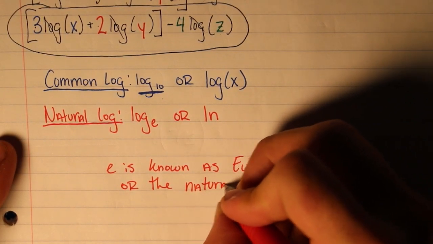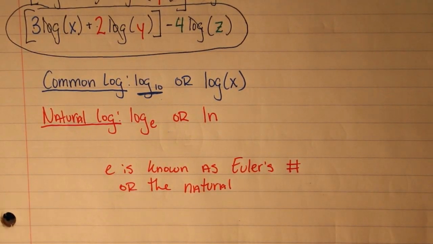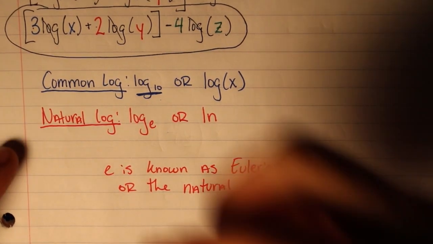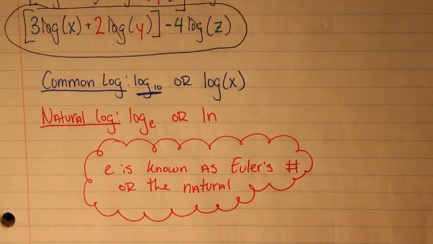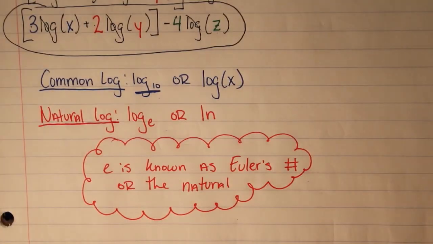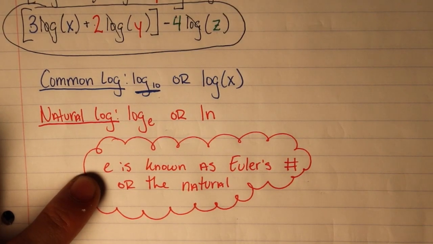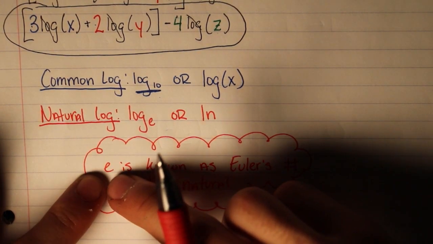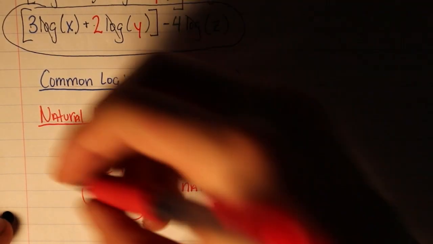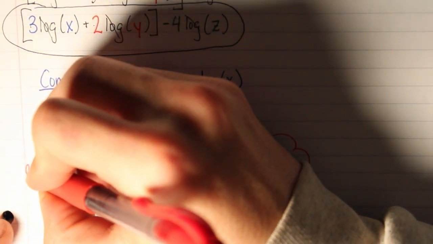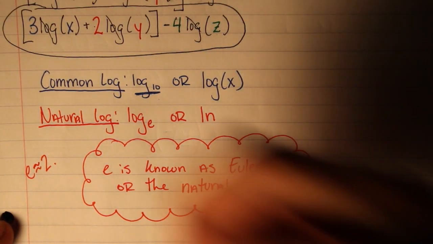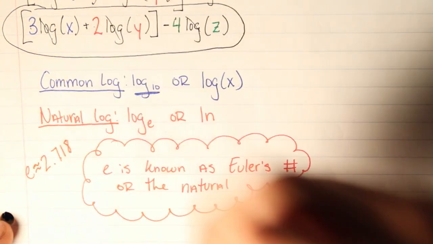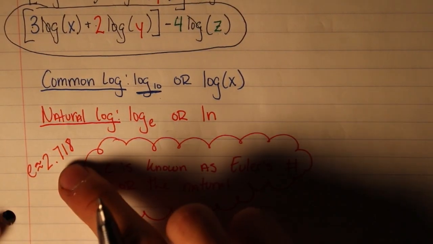A lot of you ask me, where did e come from, what is e, or why do we need e? But that's like asking me, what is pi? Why do we need pi? It's because pi is useful. It's a number that we need to solve equations. E is the same thing. Think of e as pi. It's a variable that represents a number, and that number is about 2.718. You don't have to remember this.